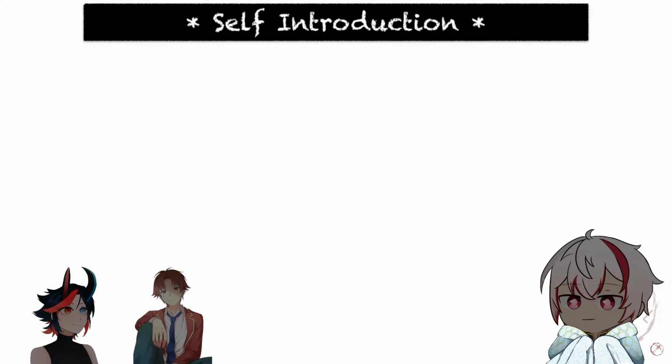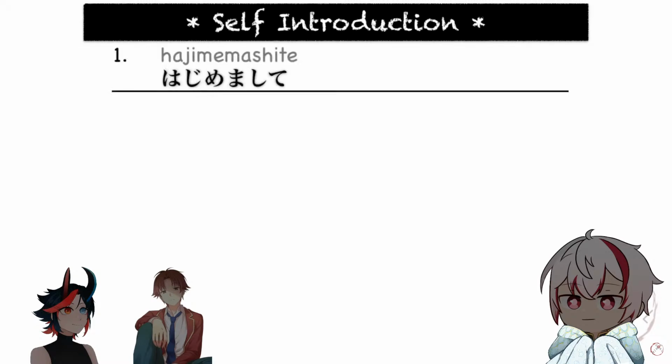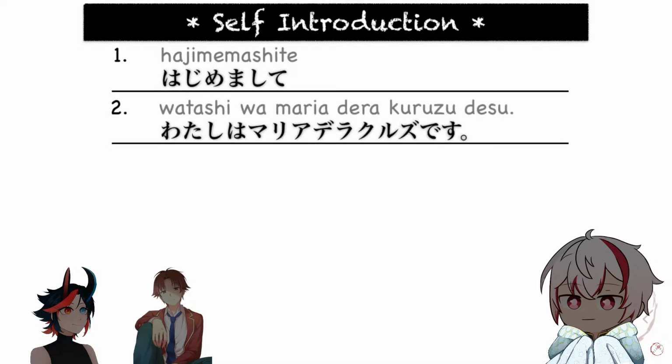The first word you will say is hajimemashite. Literally it's like for the first time. Usually you say this and then bow, or you can say this while bowing. So hajimemashite, and then tell them your name. Watashi wa, for example, Maria de la Cruz desu. Watashi wa Maria de la Cruz desu. I am Maria de la Cruz.